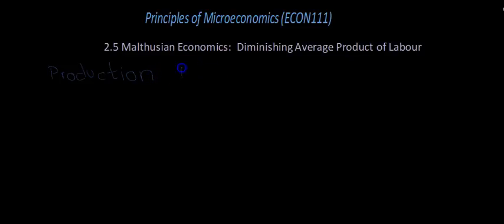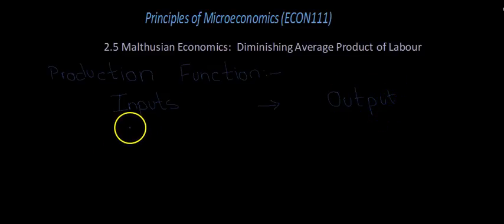So production function. So what is a production function? Production function is only something actually in which inputs are used such that outputs or output is produced. So basically production function is a function of inputs which are, and what are the inputs?